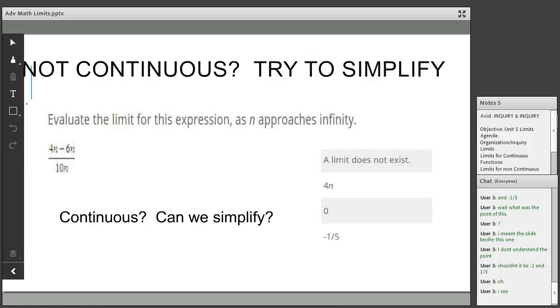This is off your Unit 5 exam. Evaluate the limit of this expression as n approaches infinity. Is this a continuous function? No, right? We're dividing, and we can divide by 0. Does everybody see that? This is our problem spot right here. If n equals 0, we're going to have a hole in the graph. So we've identified that it's not continuous. Can we simplify this? Guys, try to simplify it and see what you get.